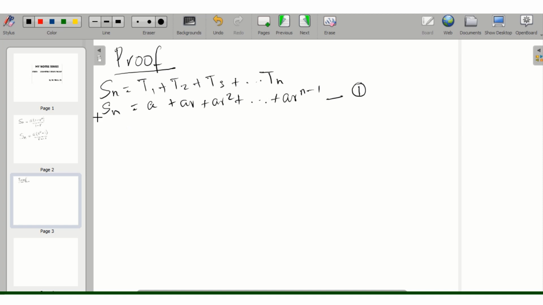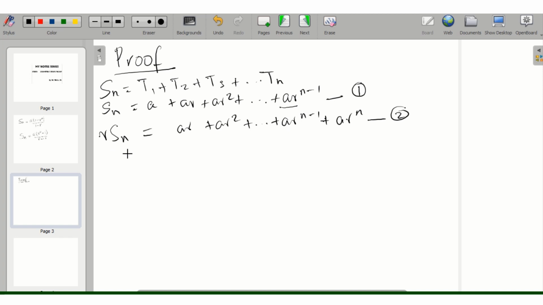To get the second equation, you need to multiply everything in the first by r. So you'll get rSn equals ar plus ar squared, and so on. Then ar to the n minus 1 will be the second last term, because the last term now will be ar to the power n, because this was our last term, and when you multiply by r it will be n minus 1 plus 1, leaving you with just n. So we call this the second equation.